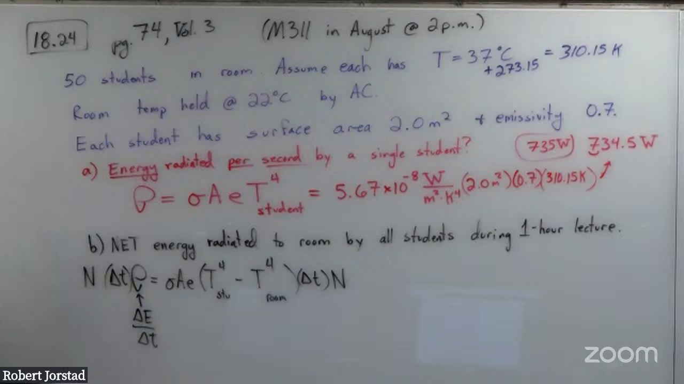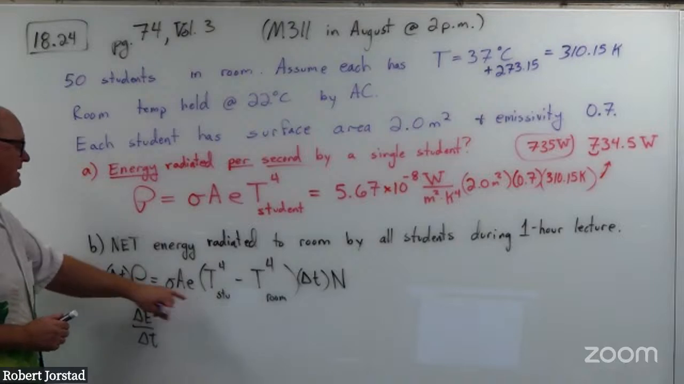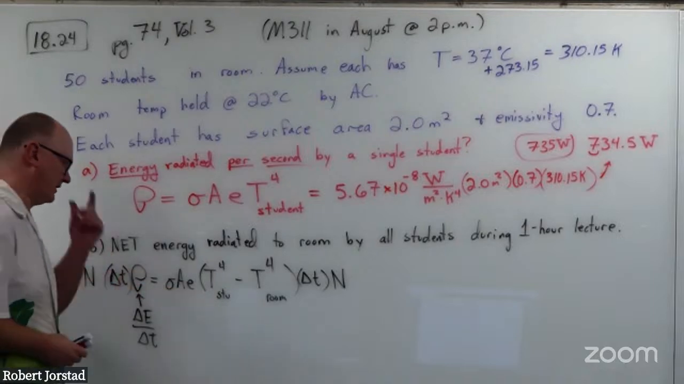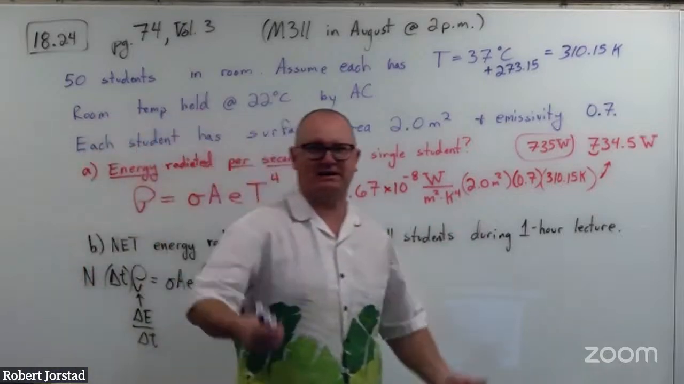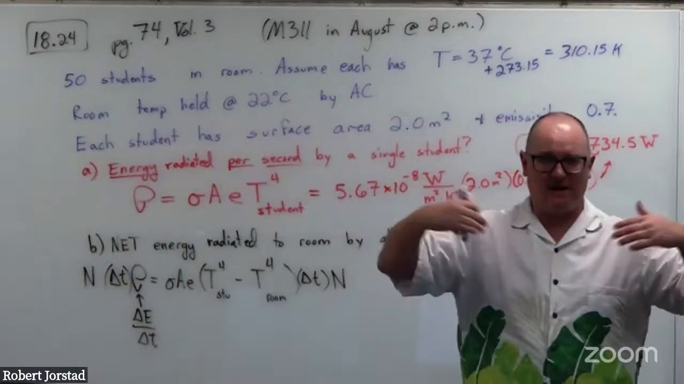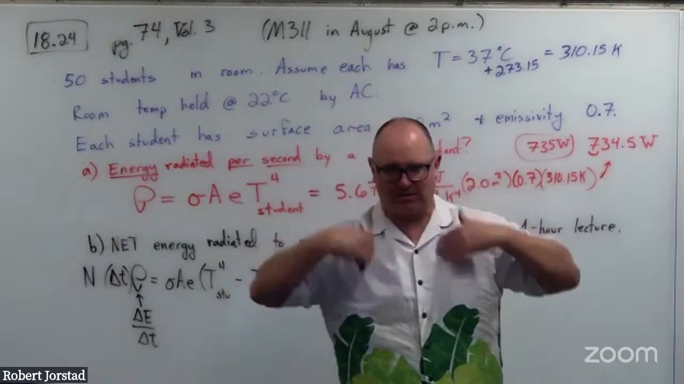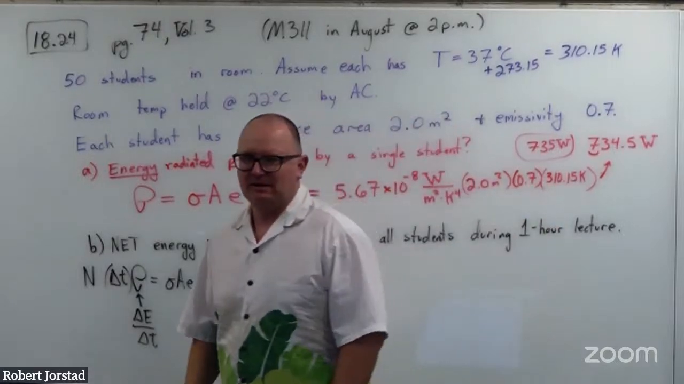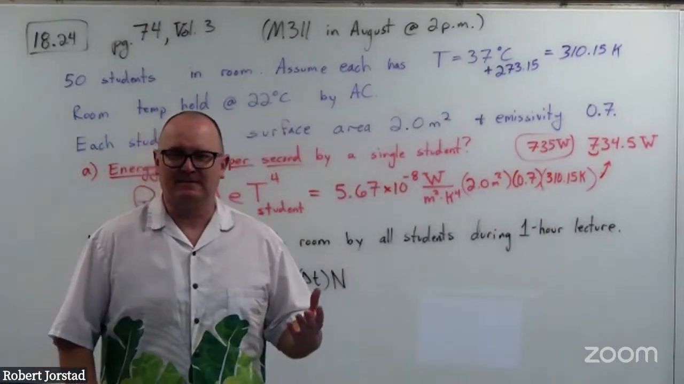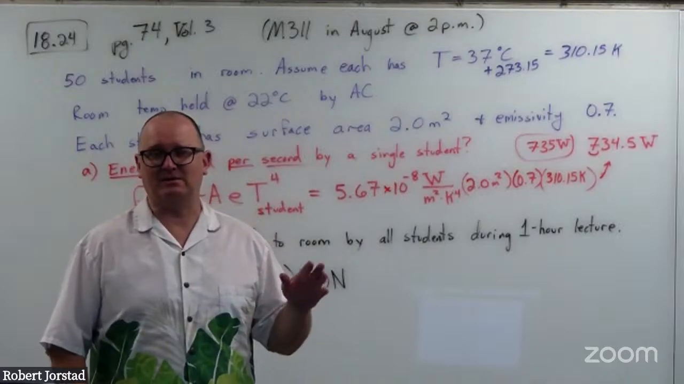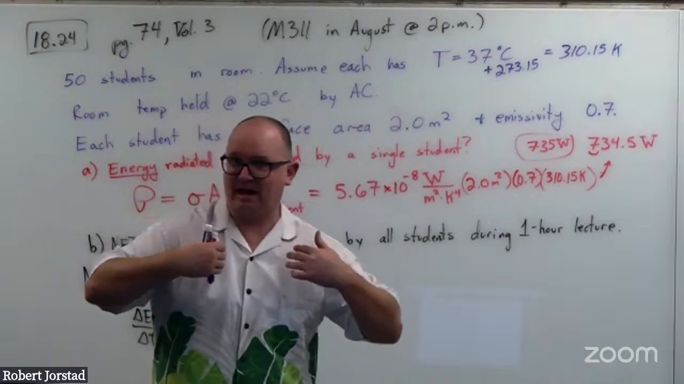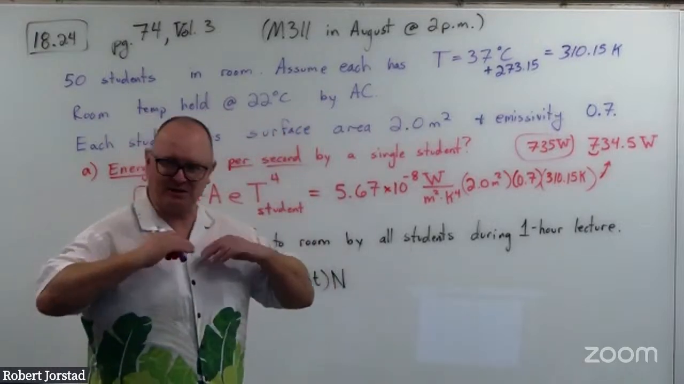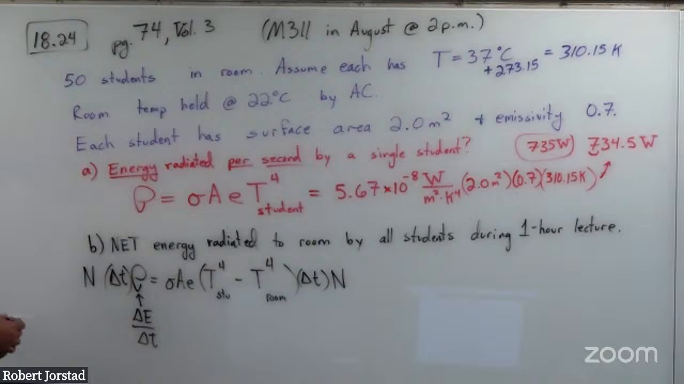Now in this case, sigma, A, and E are the same. Now what's going on here? What's happening is the students are radiating energy off their body, but there's also incident radiation from the room coming into their bodies. And so unless you're in space with temperatures near absolute zero, the energy that you absorb is not negligible. You're absorbing energy just like you're emitting energy through radiation.